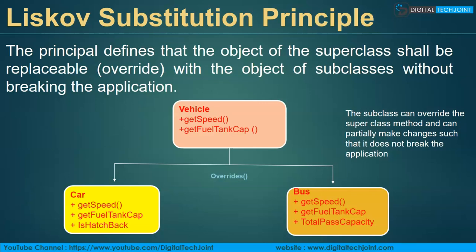So Car will implement the Vehicle class, and then it automatically gets getSpeed, but here Car can make minimal changes, changes that do not break the Vehicle base class, the superclass. So here you can use the advantage of overriding from the superclass in the subclasses. So this is the Liskov Substitution Principle. The subclass can override the superclass method and can partially make changes such that it does not break the application.